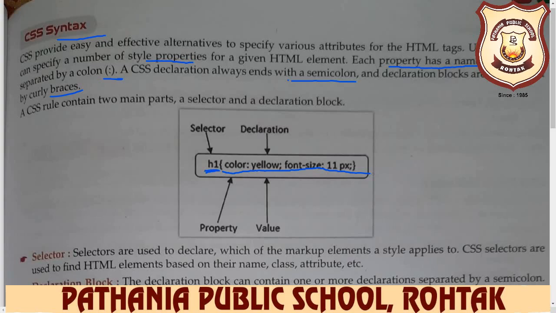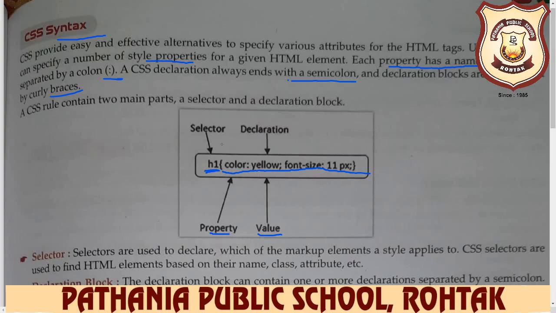In a declaration, again two parts are there: one is your property and second is your value. Property is the name of the property. For example, in text properties, the names are color, text align, text decoration. In font properties, the names are font family, font style, font size, and so on.